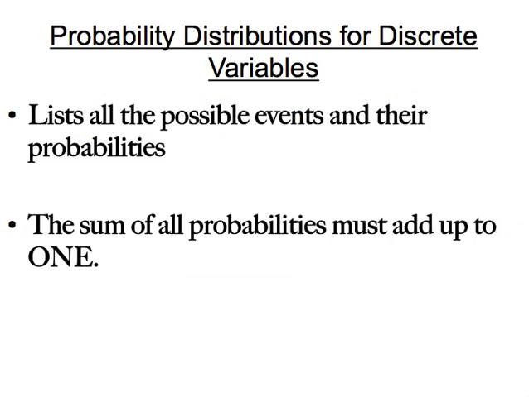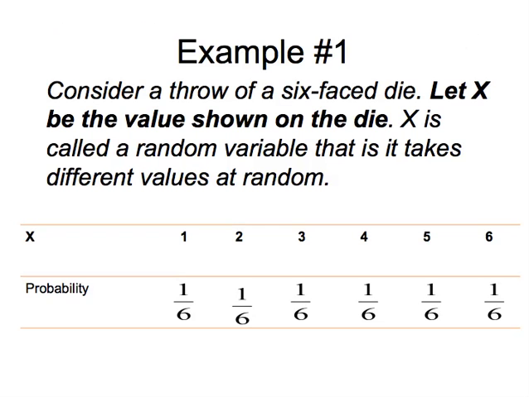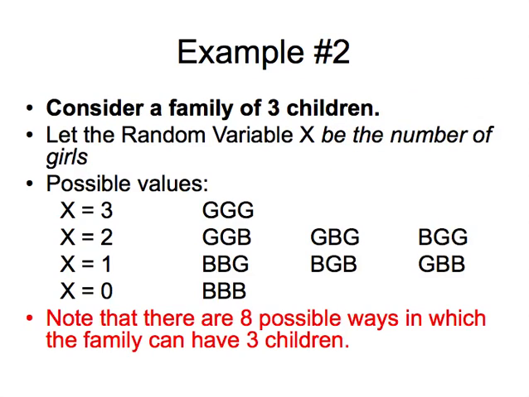So that's what I was saying on the slide before. It lists all the possible events or outcomes and their probabilities. The other point is that the sum of the probabilities must add up to 1. And if we look back at this example, 1/6 plus 1/6 plus 1/6 plus 1/6 plus 1/6 plus 1/6 adds up to 1. Let's look at the second example.